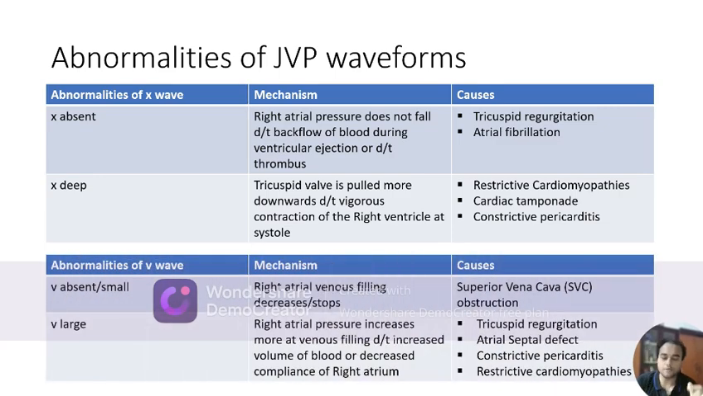So, what are the abnormalities of the V wave? The V wave is produced due to venous filling of blood into the right atrium. The V wave may be absent or small, in which case the right atrial venous filling may decrease or stop, as in a case of superior vena cava obstruction, and the V wave may be large.